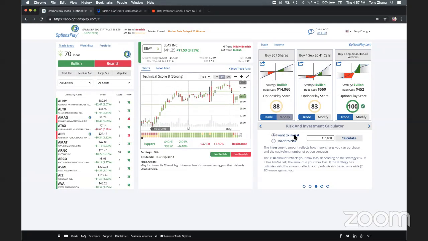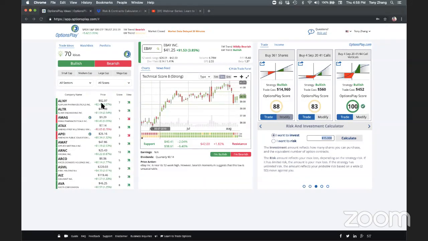So that's why we have these 2 calculators. We have I want to invest, and I have I want to risk. For those of you that are selling cash secured puts, you want to use the I want to invest side, and you want to put in the dollar amount that you'd be willing to purchase the stock. It will calculate the number of shares and the number of contracts that you can purchase or sell. So when you're selling cash secured puts, it's really contingent on how many shares you're willing to buy.